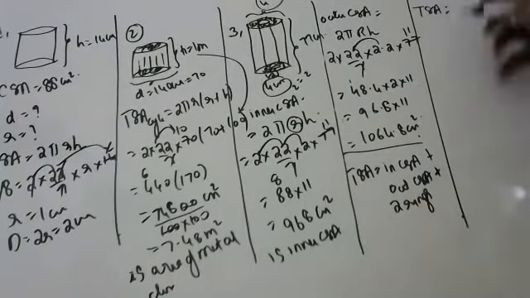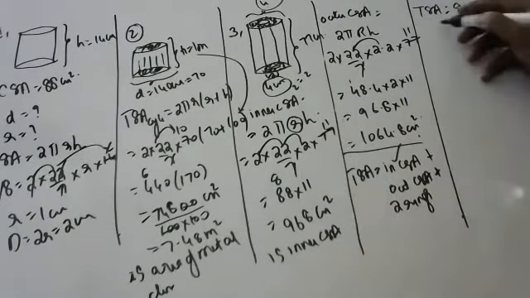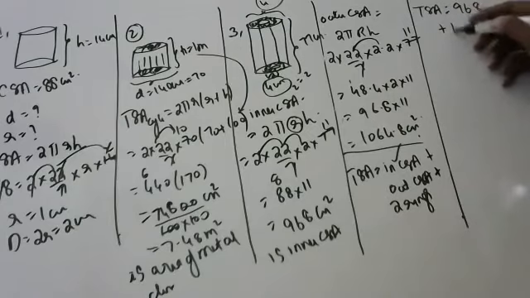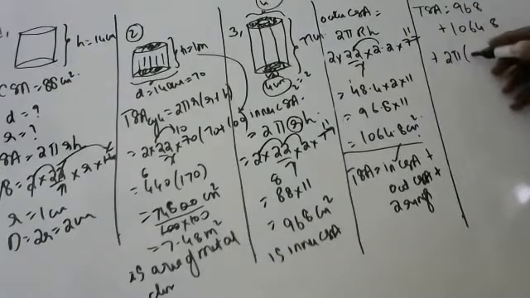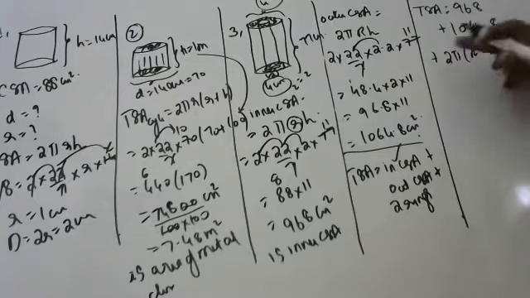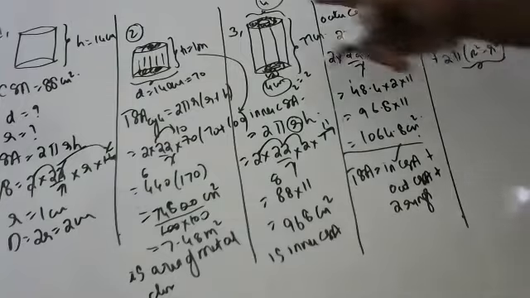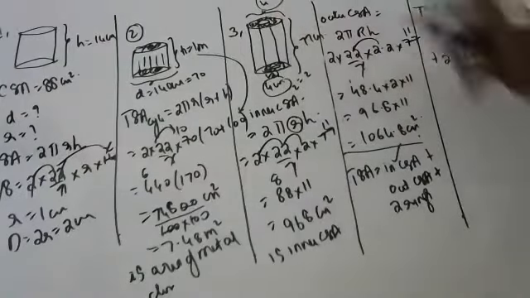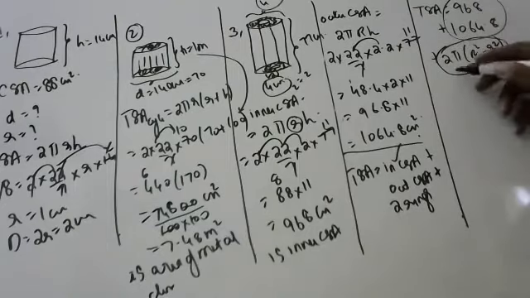TSA is 968 plus 1064.8 plus 2 into pi into bigger square minus smaller square. This is one ring, into two rings, up and down. Later we'll add these. First, only find this: 2 into 22 by 7 into 2.2 whole square minus 2 whole square.